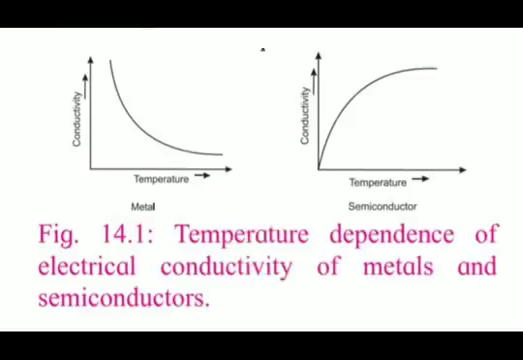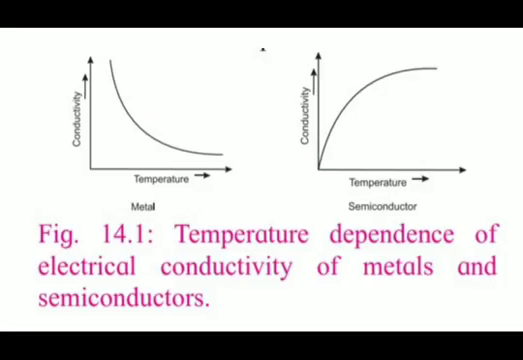See, this graph shows the temperature dependence of the electrical conductivity of a typical metal and a semiconductor. When the temperature of a semiconductor is increased, as you can see in this, its electrical conductivity also increases. So you have to remember, when the temperature of a semiconductor is increased, its electrical conductivity will also increase. The electrical conductivity of a metal decreases with increase in its temperature.